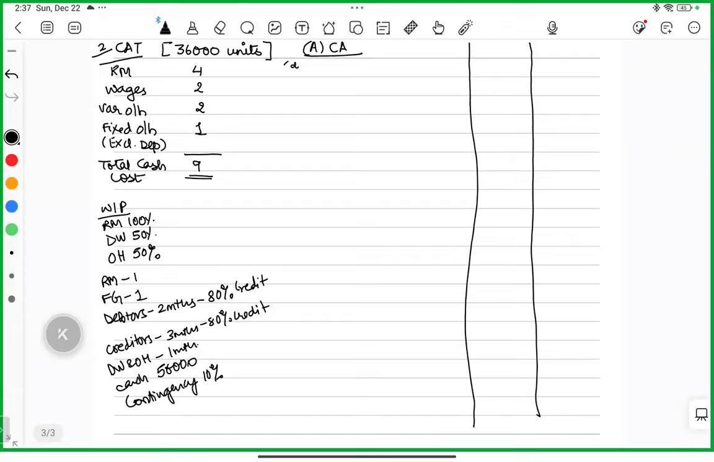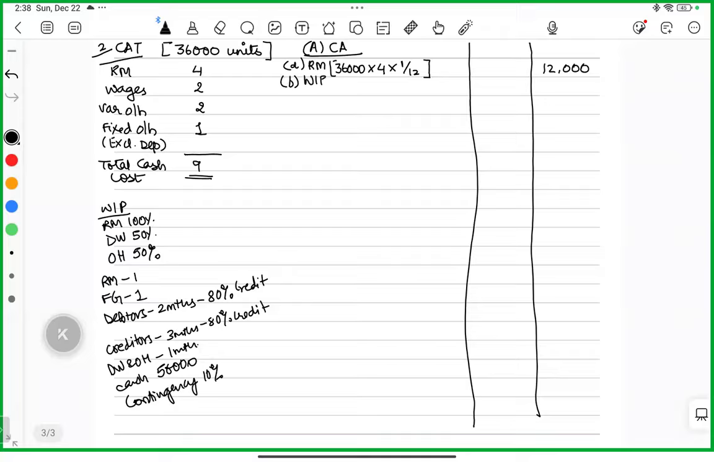In the current assets, first current asset we will have is raw material. So you are going to make 36,000 units. Per unit raw material is 4, and raw material time is 1 month. So 1 by 12, so you will have a stock of raw material of 12,000.